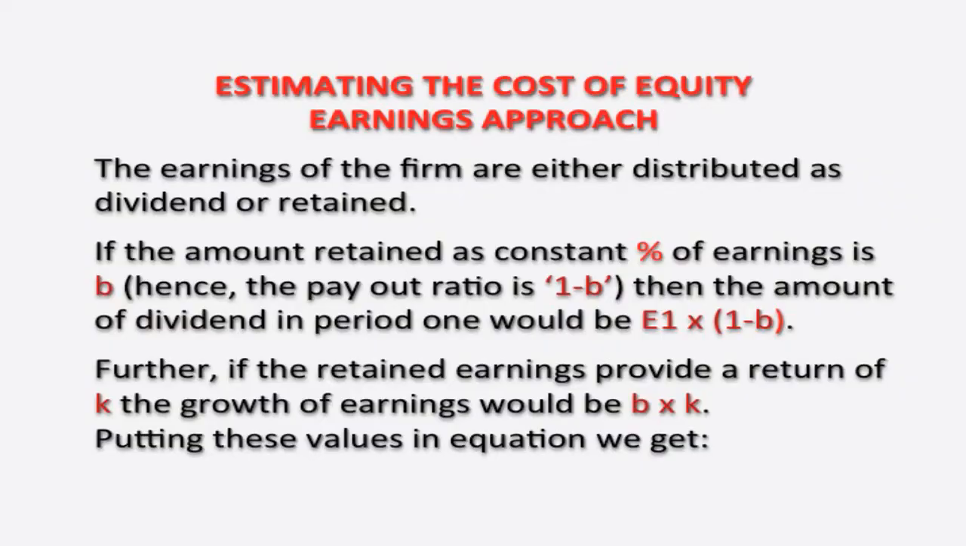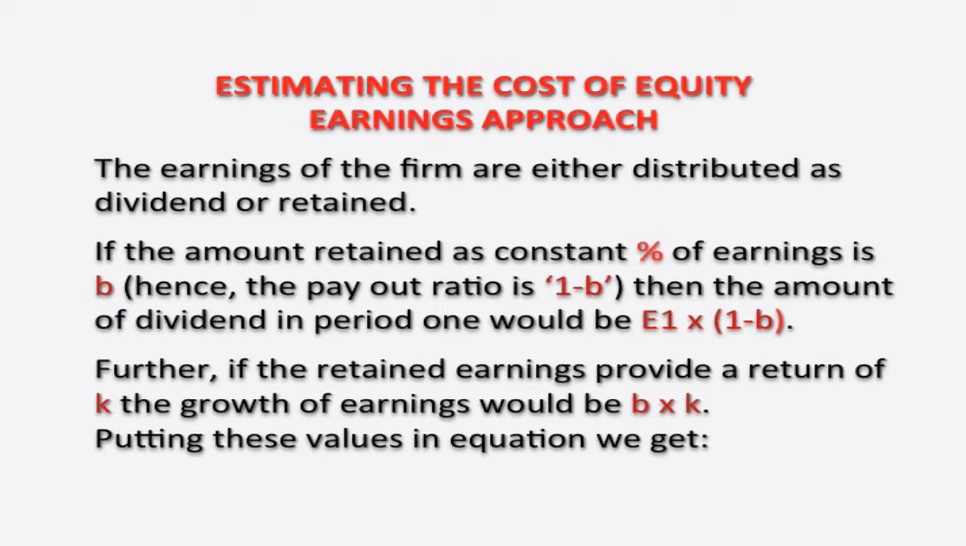Then after that, estimating the cost of equity based on the earnings approach. The earnings of the firm are either distributed as dividends or retained in the business. So, one is a dividend policy or dividend payment to the equity shareholders, another is how much amount is retained in the business. If the amount retained is a constant proportion B of the earnings, hence the payout ratio is 1 minus B, then the amount of dividend in period 1 would be E1 into (1 minus B).